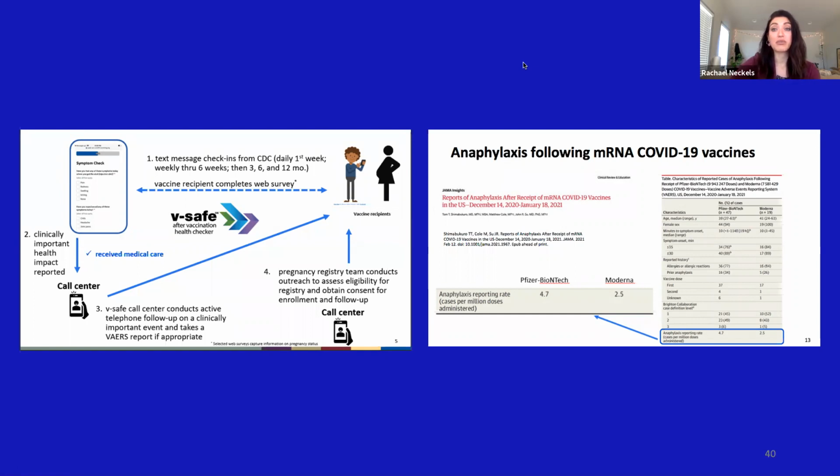This allows vaccinated patients to report any potential symptoms following vaccination directly to the CDC via their cell phones. And in the rare case of a vaccine-related adverse event, they have really easy access to be able to do that.